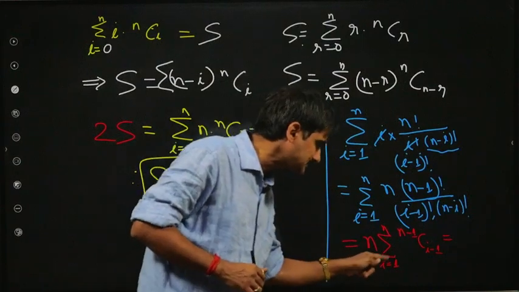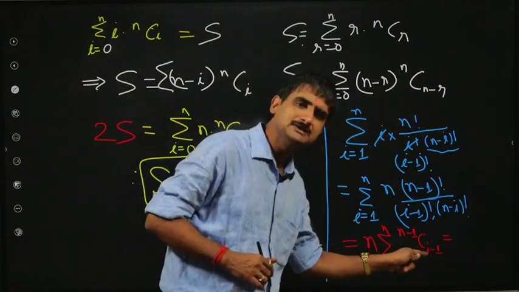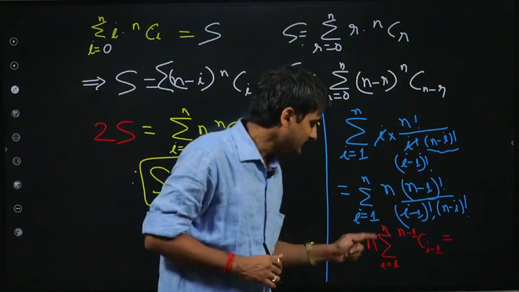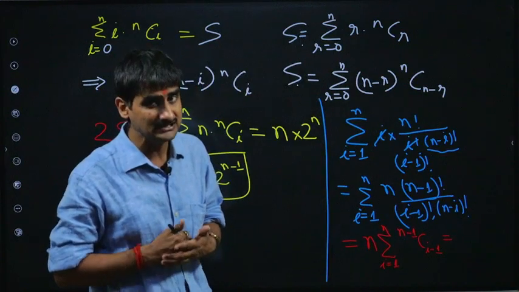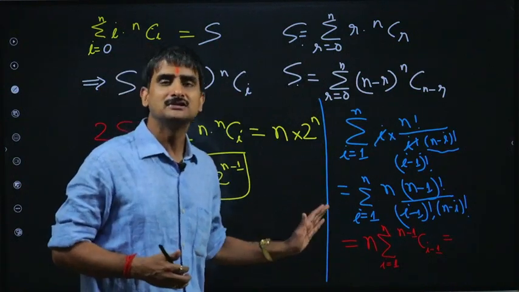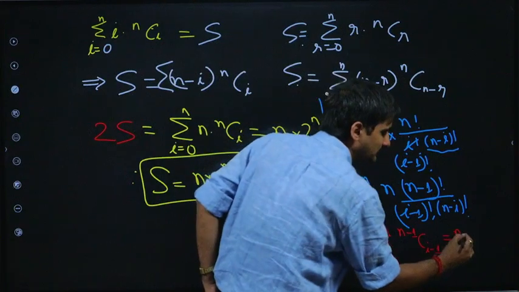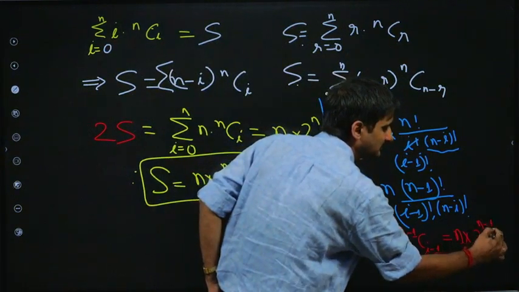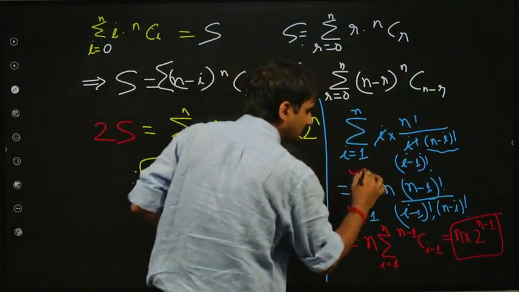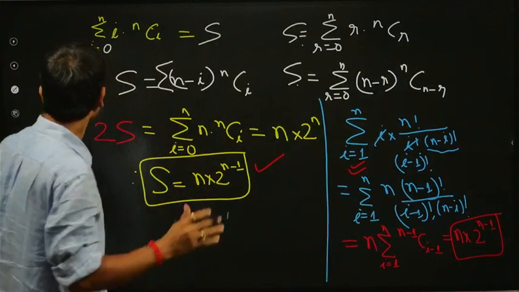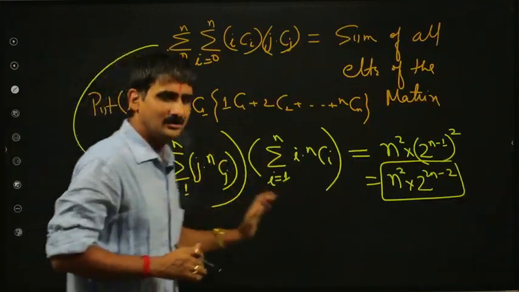Why? Because I starts with 1. So when you put I is 1, you get C naught, and when you replace I by N, you get the last binomial coefficient C N minus 1. So this is nothing but the sum of all the binomial coefficients, hence this is equal to this thing. So we saw the Bahubali property, we saw the general term method, and now we are discussing the matrix method.